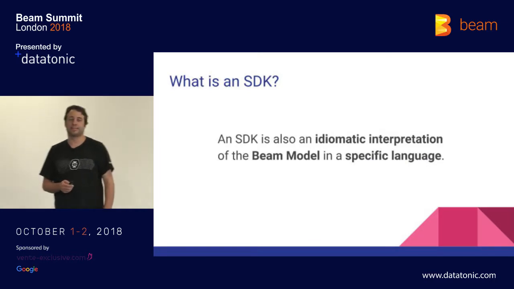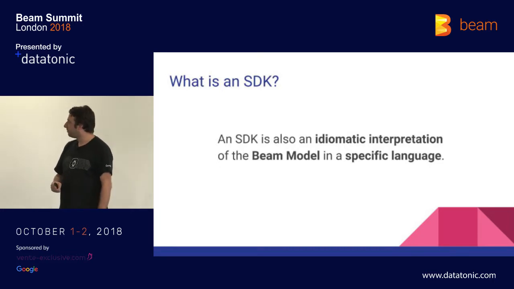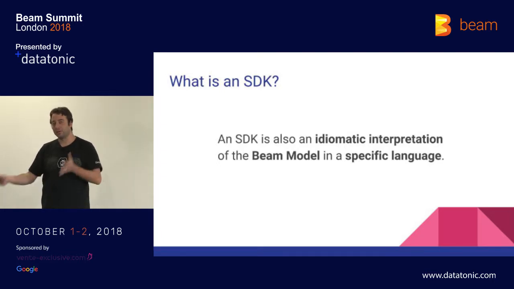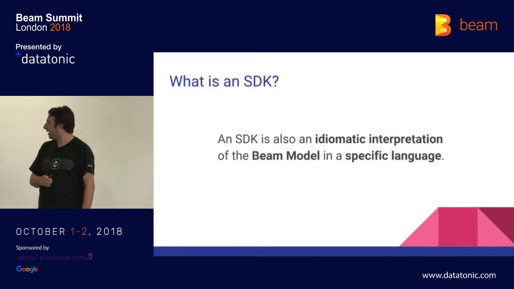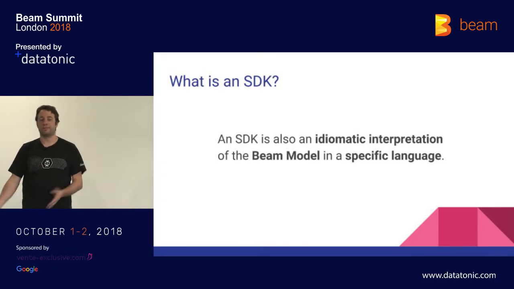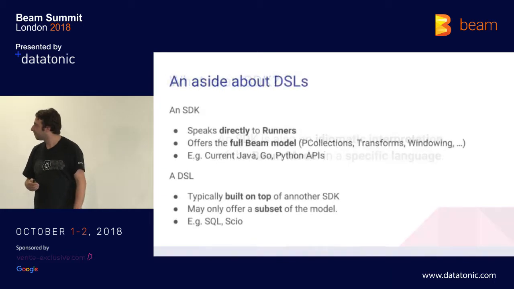So the other thing that an SDK is, it's an idiomatic interpretation of the Beam model in a target language. And idiomatic is hard to pin down. Go is very different than Java. Python has made some choices. We may evolve those. And so depending on the language you have, there are certain constructs that are natural. There are certain constructs that are not natural. And you really want the person to feel at home when they're using that language.